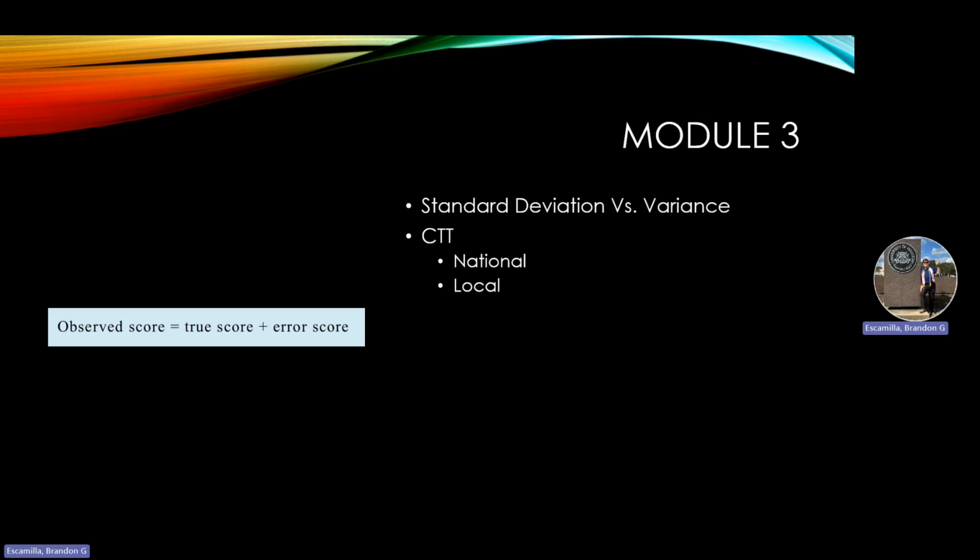So you get this score by adding the true score and the error score, and this is seen from this screenshot from our lecture PowerPoints. The most general and most commonly used type of norms is the national norms, appropriate to the educational age level for which the test is designed.